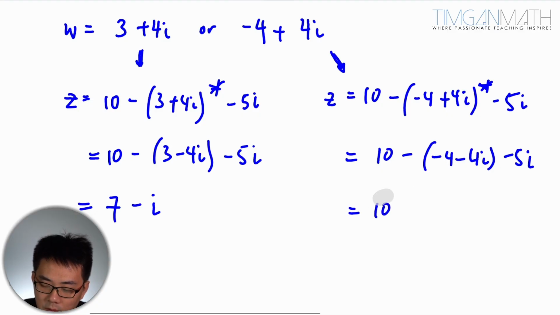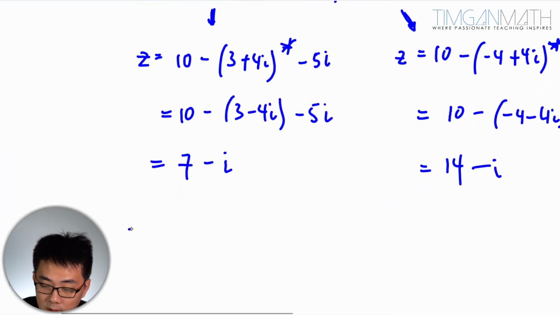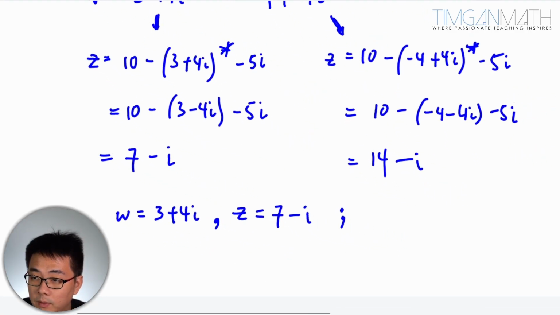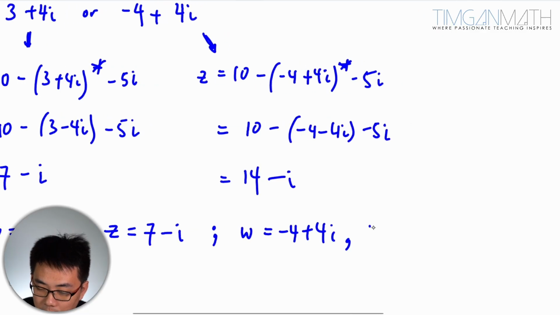10, 14. This is 14 plus 4 minus i. Alright, so there you go. So hence we have the solutions. The two solutions are actually 3 plus 4i, z equals 7 minus i. This is one set of solutions here. And then we have got another one, which is w equals minus 4 plus 4i, and this will be z equals 14 minus i.